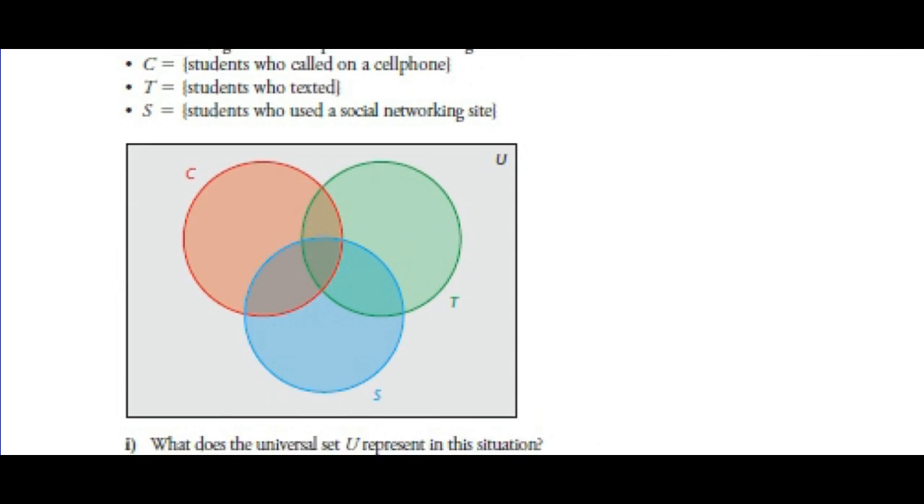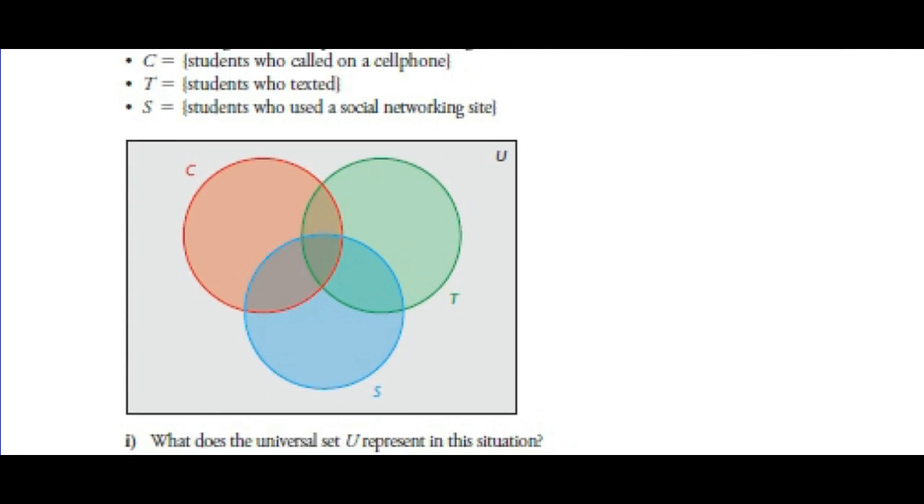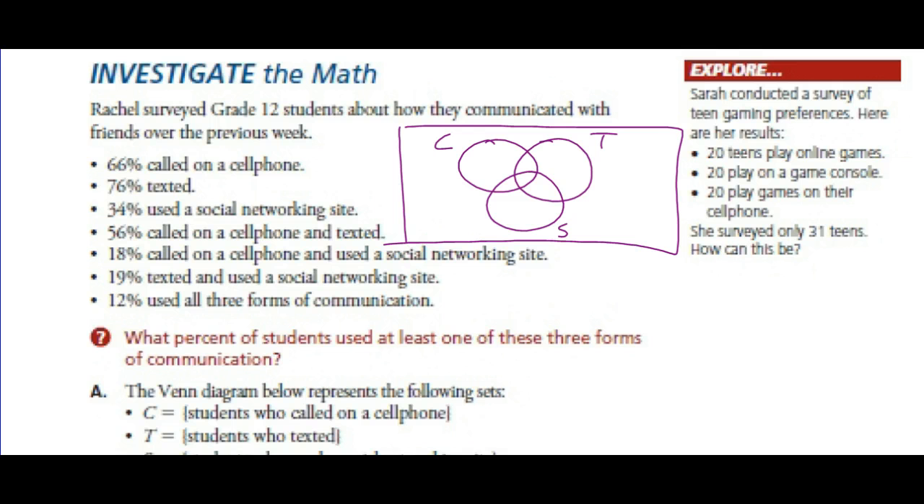I should at least make it look like what the, yeah, okay. So cell phone, texting, social networking, and there's the universe. So the universe consists of 100% of the students, right? All the students. 66% called on a cell phone.